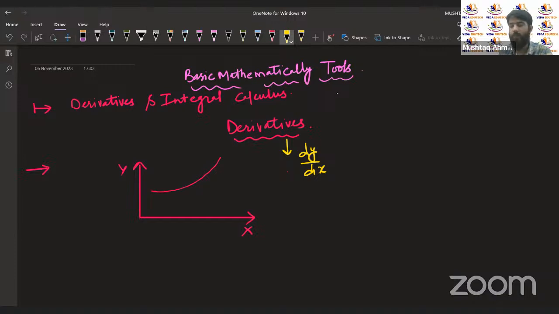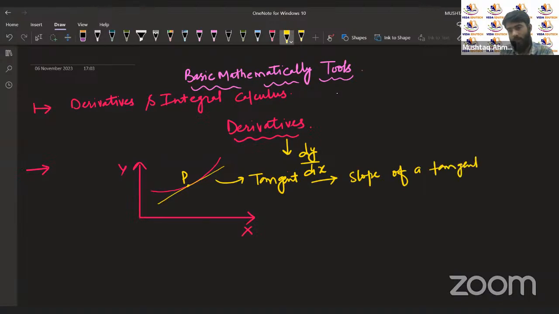Suppose we have a curve in the y-x plane. I take a point P, and I draw the tangent at this point P. This is the tangent on this curve at point P. So what the derivative actually represents is the slope of a tangent at some point on a curve.